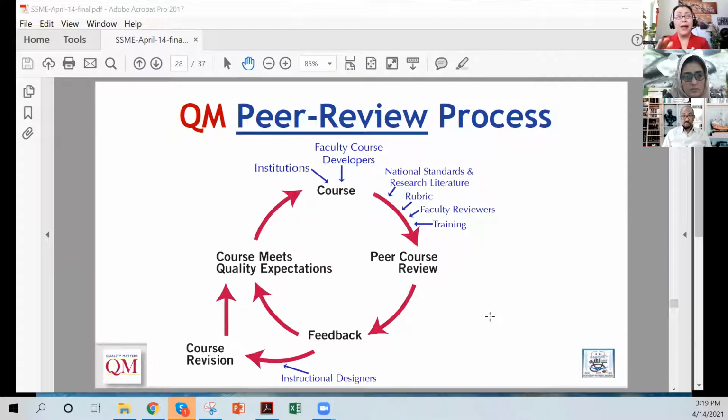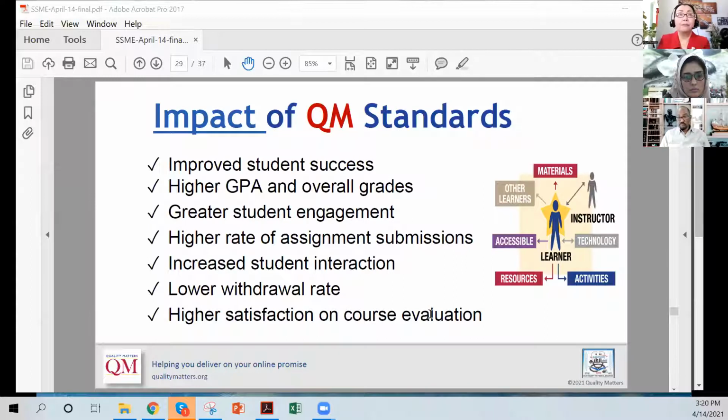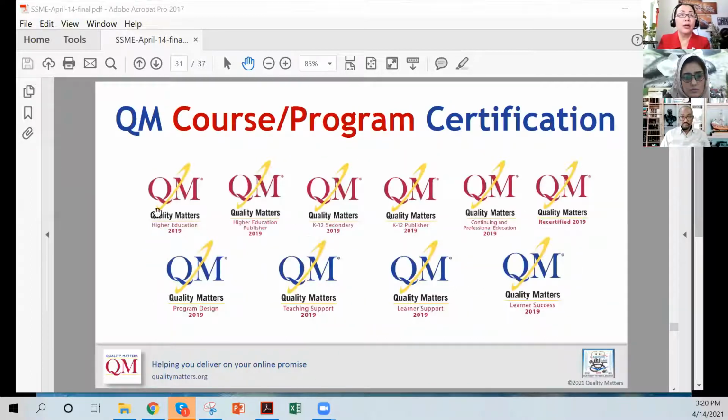So we give you feedback, and then you can work with your instructional designers to further improve until the course meets standards. And if you meet standards, then you will be QM certified. And I want to show you these are the course level QM certification marks. If your course is QM certified, you can use this mark for your course and on your institutional website. You can use that mark for 5 years.